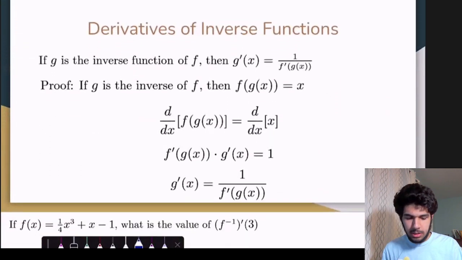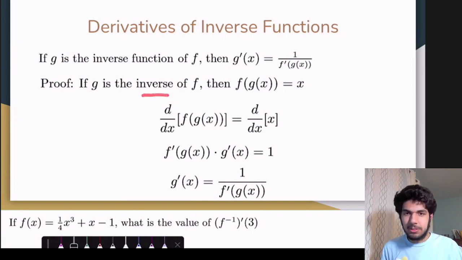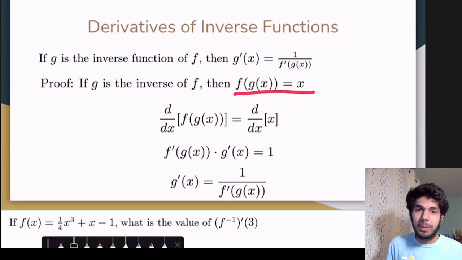Cool. Now let's talk a little bit about the derivatives of inverse functions. So we have a definition that if g is the inverse of f, then g prime of x is equal to 1 over f prime of g of x. And the proof for this is actually using the chain rule. By the definition of inverse function, if g is the inverse of f, then this is the property we have. This is the property we just showed in the previous example, or it's the property we used to verify that we had an inverse function. So this we know must be true.